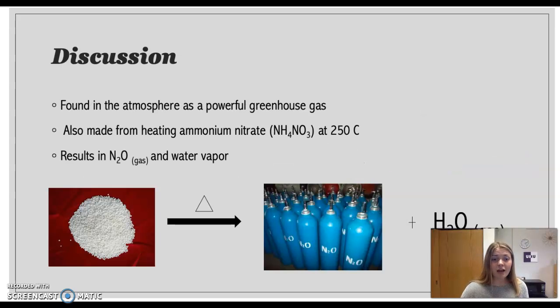Nitrous oxide is found in the atmosphere as a powerful greenhouse gas, but a lot of the things that we do put it there. When it's not found, it can be made from heating ammonium nitrate at 250 degrees Celsius. The reaction that occurs produces nitrous oxide in gas form and water vapor in gas form. On the bottom of the screen, you can see ammonium nitrate in powder form, which is how it's usually found. And when it's heated, it creates the nitrous oxide as a gas, and it's stored in these canisters, and then the water vapor as well.